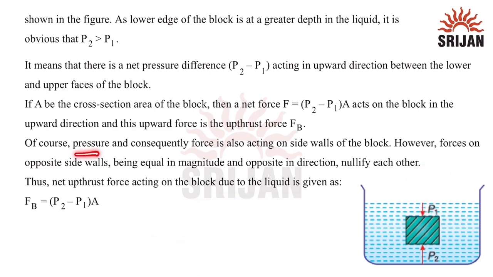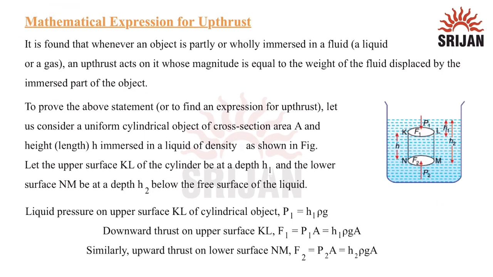Now, of course, pressure and force are also acting on the side walls of the block. However, the forces on the opposite sides of the wall, being equal in magnitude and opposite in direction like this, nullify each other. Thus, the net upthrust force acting on the block due to the liquid is given as P2 minus P1 into area. Mathematical expression for upthrust.